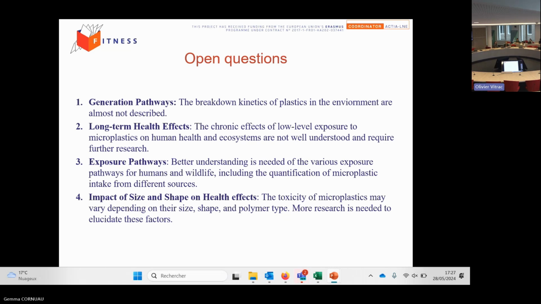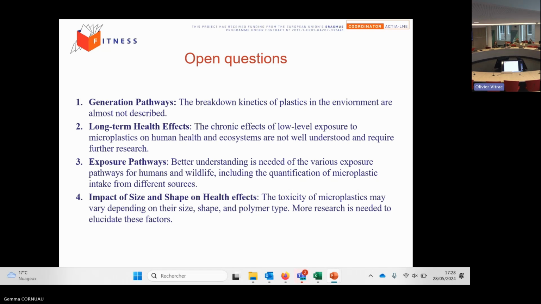So for me, one of the open questions, as a material scientist, is the generation pathways of plastics. So the breakdown of microplastics, the breakdown kinetics of the plastics in the environment, are almost unknown. There are some models describing it, but it is almost unknown how plastics are really breaking down. We have no quantification of it, and this quantification, in my feeling, is necessary in order to help us also with better exposure scenarios.